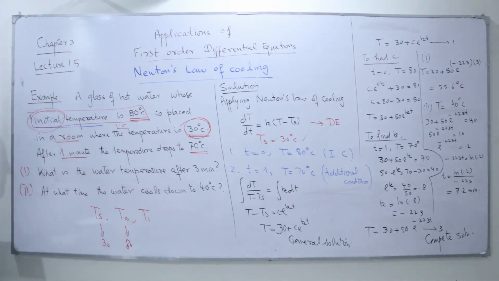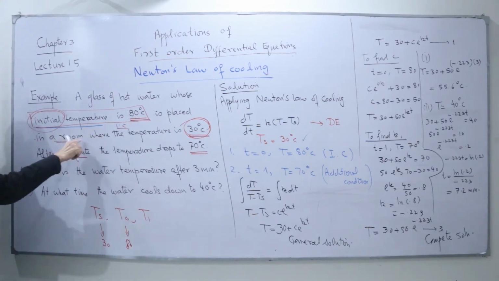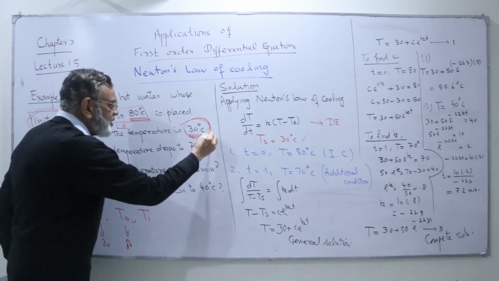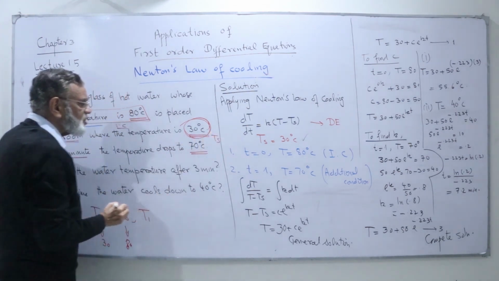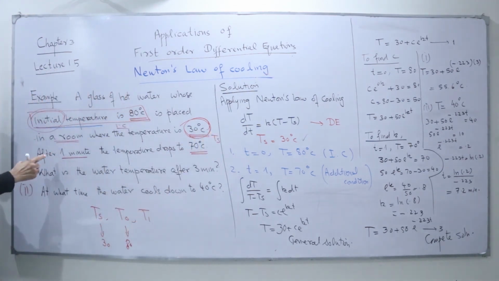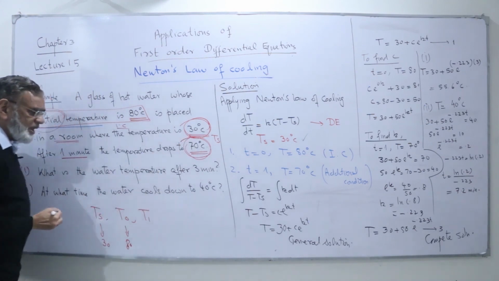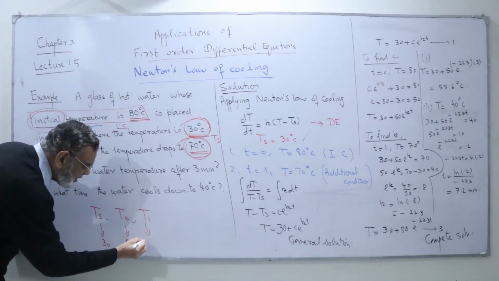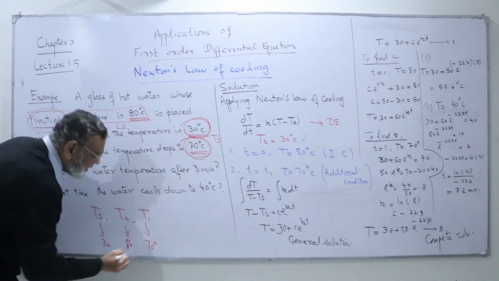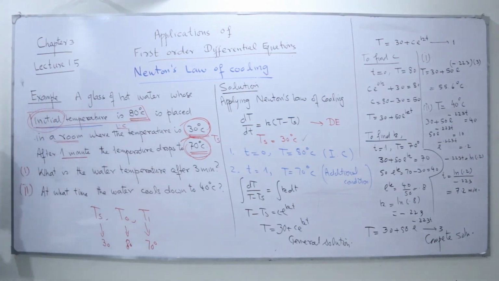Then after 1 minute, what is changing? The surrounding temperature will not change. That's why we say Ts remains constant. But the water temperature is changing. After 1 minute, the temperature drops to 70 degrees centigrade. So it means it is changing. That's my T1. This is my additional condition: 70 degrees centigrade.